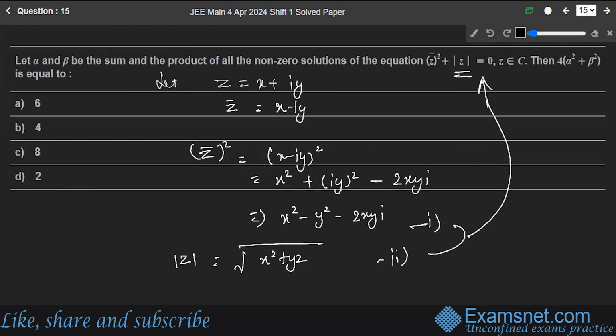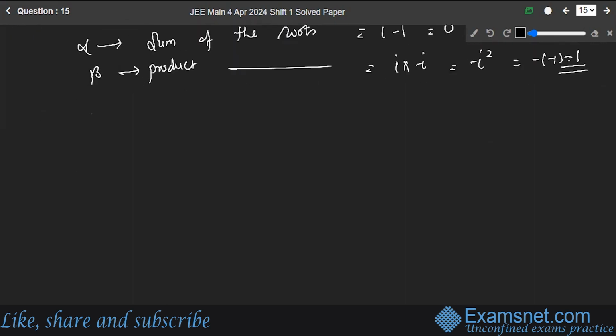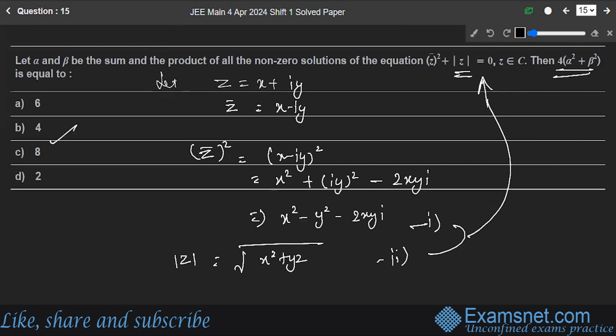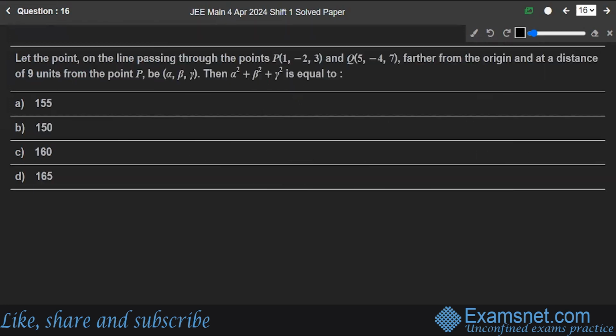Right. Now what do you have to find out? 4 alpha squared plus beta squared. So basically you have to find out alpha and beta. Now you're done. 4 times 0 plus 1. The answer to the question is 4. You have option B as the right answer. Hope you understood that. Let's move to the next question.